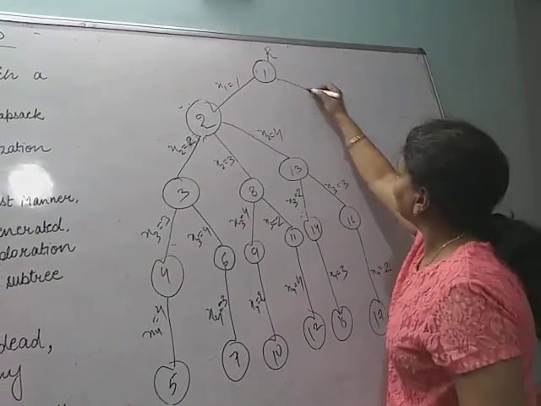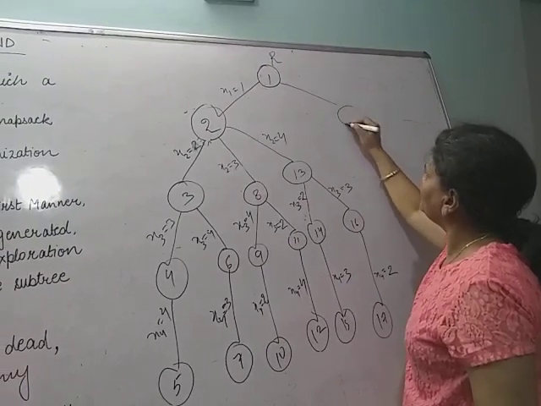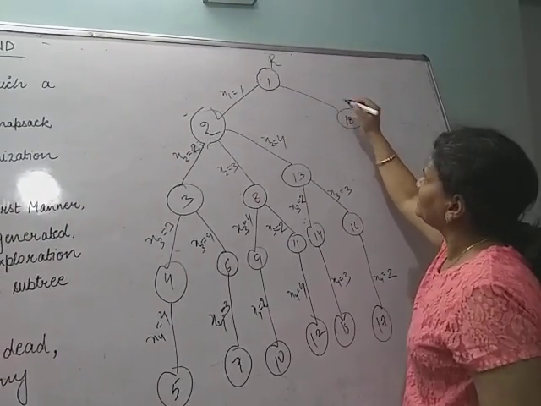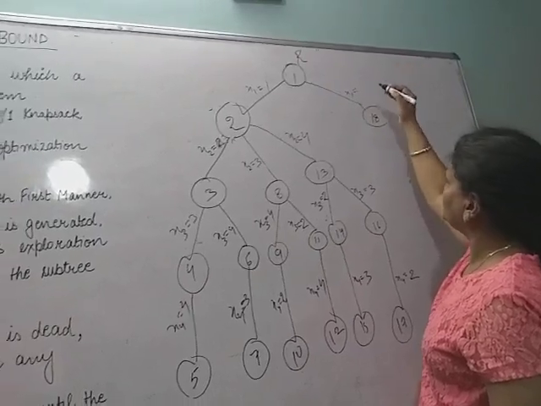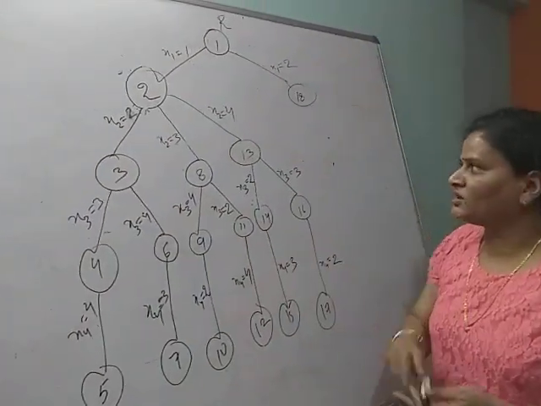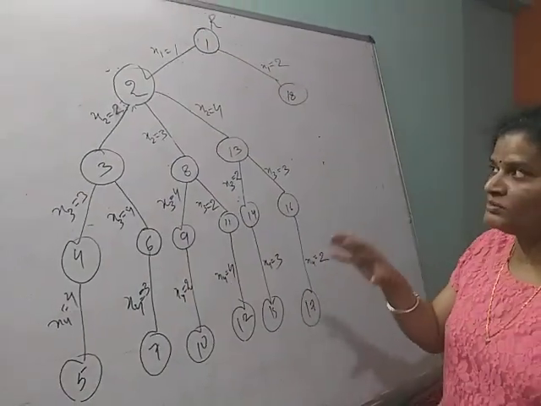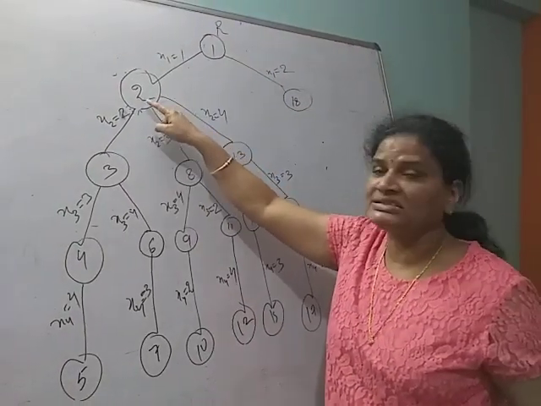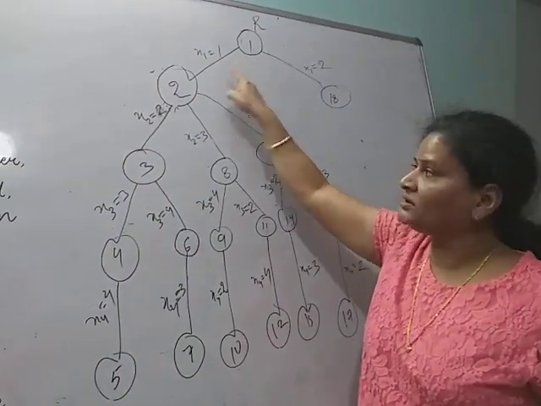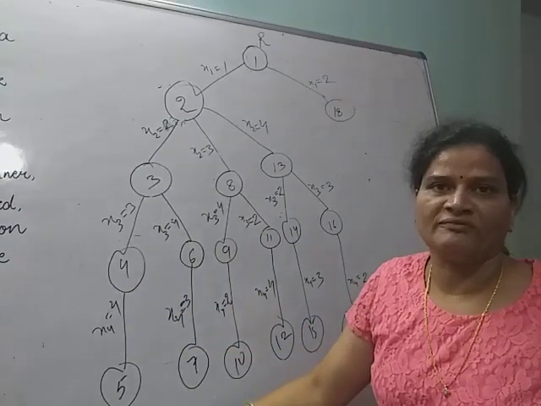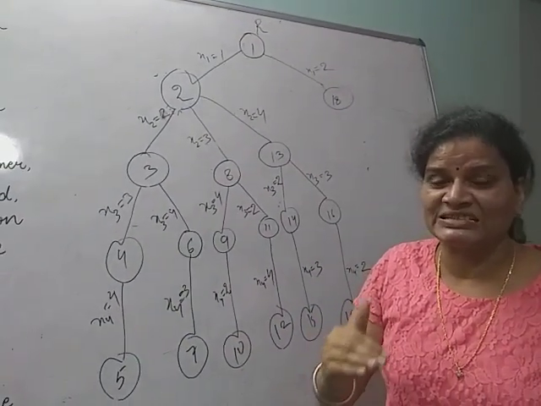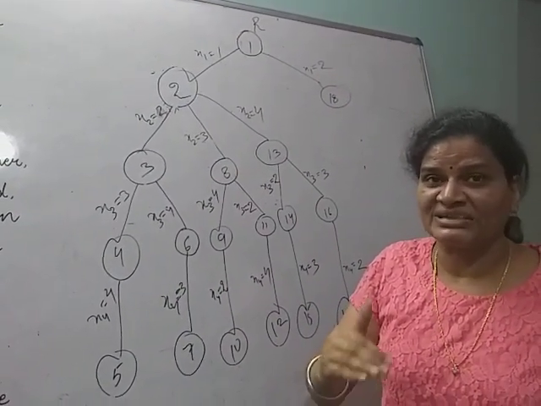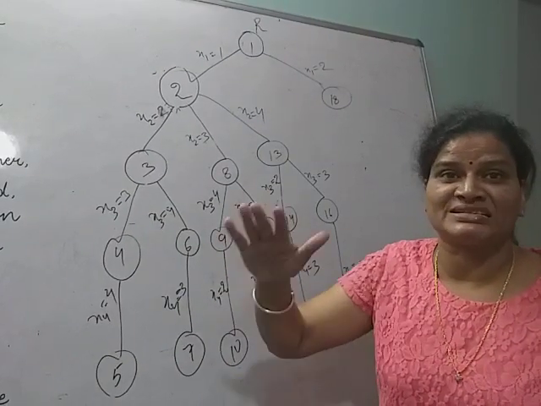Now this is the number 18, x1 equal to 2. So now see here what I am talking about, the backtracking. Only see here the numbering 1, 2, 3, 4, 5. So the problem states are generated in depth first manner.